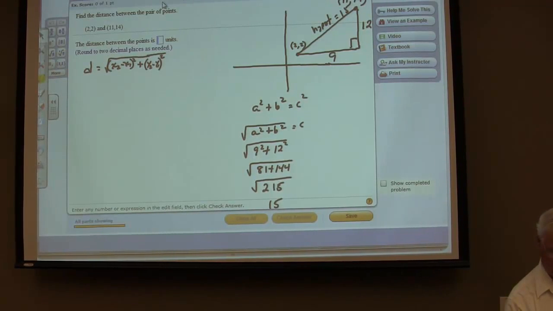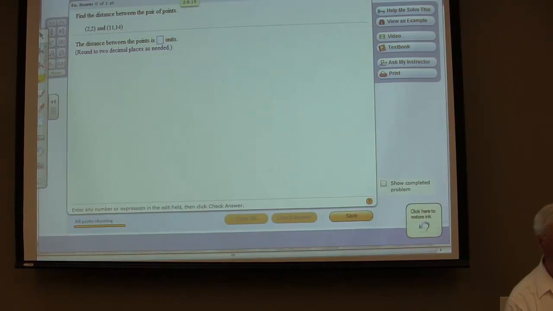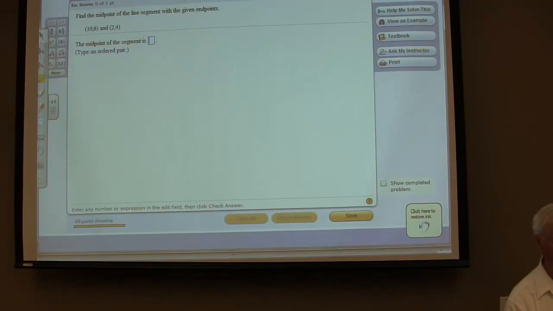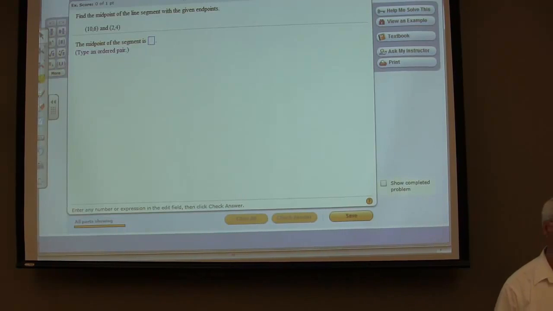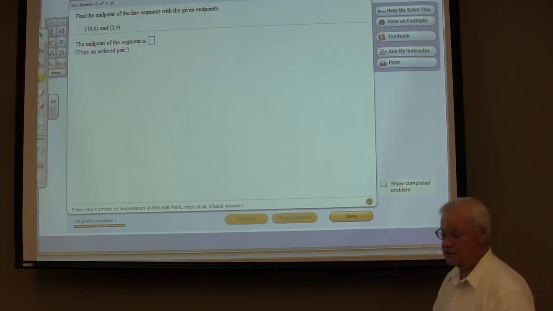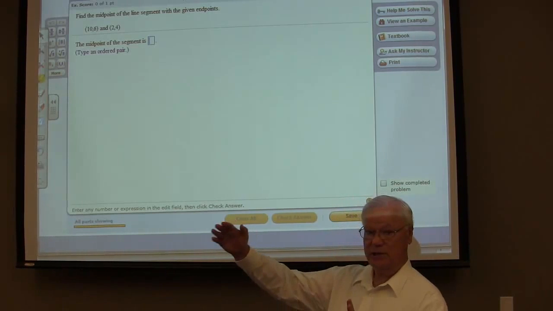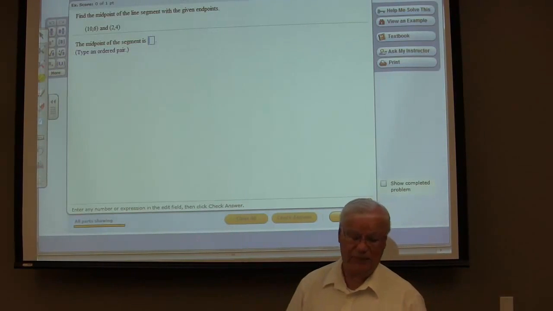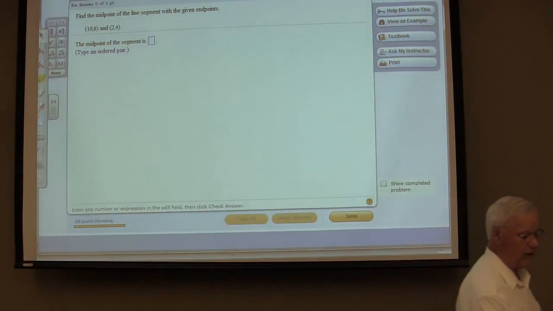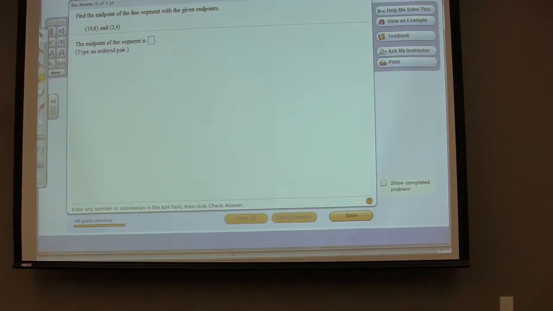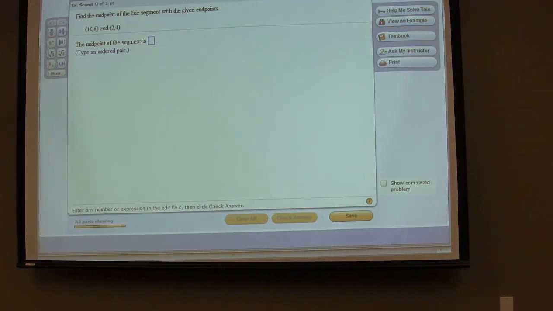Let's look at the problem here. We want to look for the midpoint of a line segment. Now this is different than what we looked at before. Now what we want to do is find the point between 2 points, halfway between. So if I sketch it again, let's take a look at what we're talking about here.